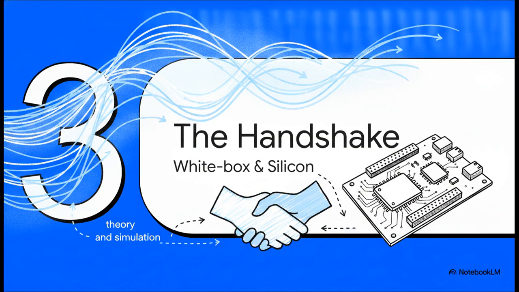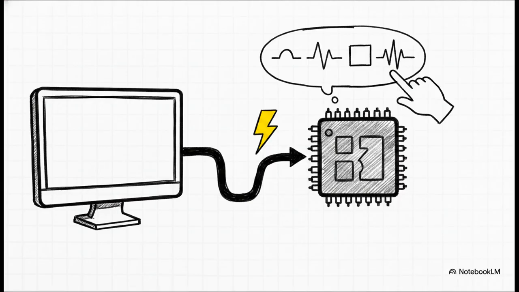All right, Section 3, the handshake between white box and silicon. So everything we've talked about so far relies heavily on theory and simulation. But as we all know, the ultimate test of any hardware architecture is physical reality. To prove this actually worked, the designer captured all 4 of those duty idioms live on the physical DE10 Nano board. And here is the truly exhilarating part for any engineer listening.